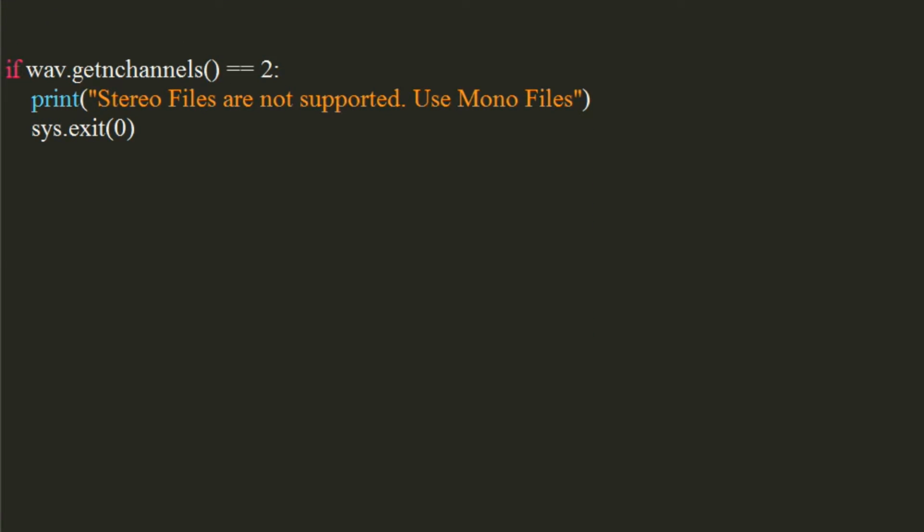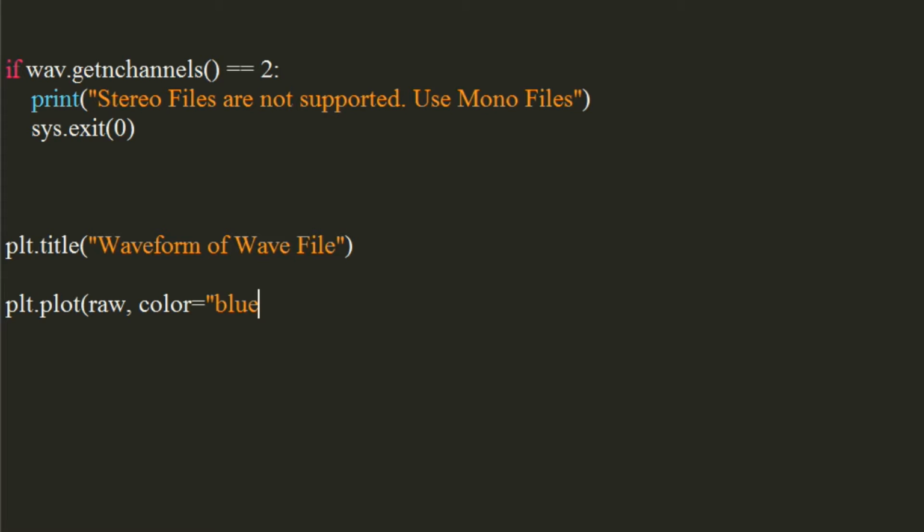Time to plot the waveform. First, let us give it a nice title. Now, we will plot the waveform using the plot function of Matplotlib. We will pass our raw variable to it, and give it a good blue color. I will also give it a Y label, since I like to stay standardized. We use the show function to display the graph.